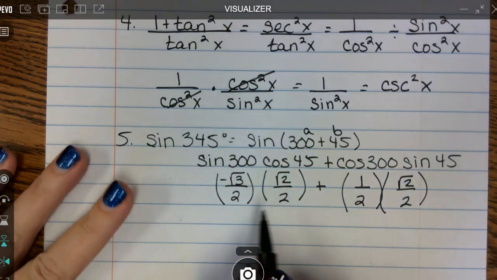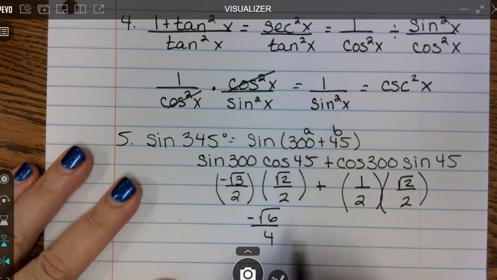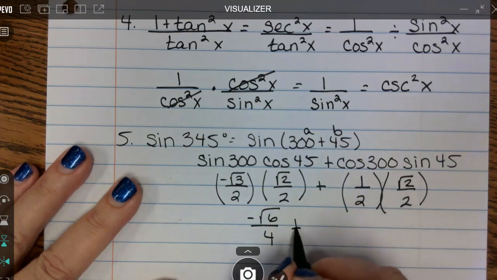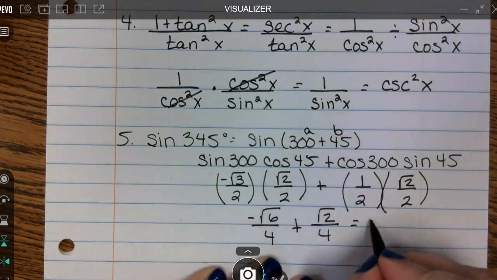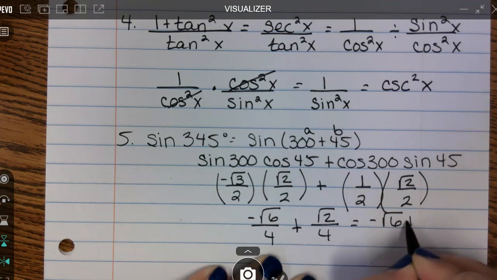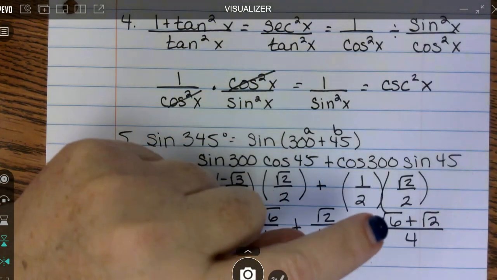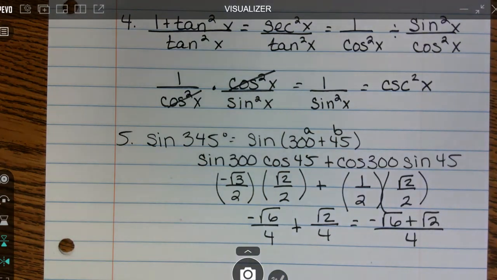Now we can multiply here, so we get negative square root of 6 over 4. Yes, you multiply the denominators, plus, and you multiply here, square root of 2 over 4. Now, I can make some adjustments, but all I can do is write it on one fraction line. I can't combine them, so I'm stuck with this answer.